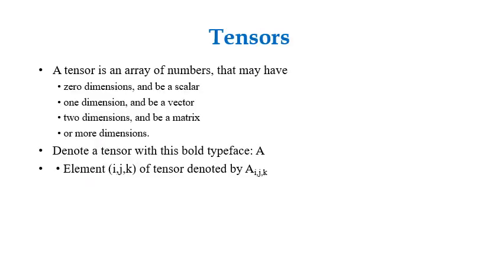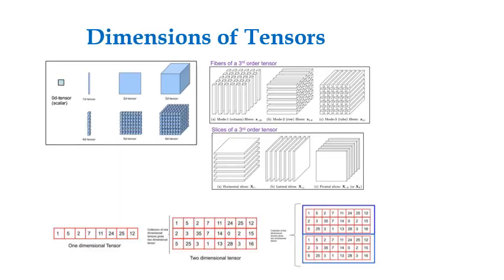What are tensors? A tensor is an array of numbers that may have zero dimensions. If a tensor is zero-dimensional, it is called a scalar. If it is one-dimensional, we call it a vector. If it has two dimensions, we call it a matrix, and it can have more dimensions also. Normally, a tensor is represented with a bold capital letter. This diagram shows different dimensions of a tensor. A one-dimensional tensor is a vector, a two-dimensional tensor is a matrix, whereas an n-dimensional tensor will be represented like this.